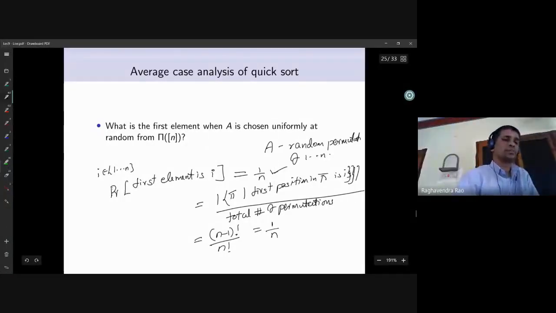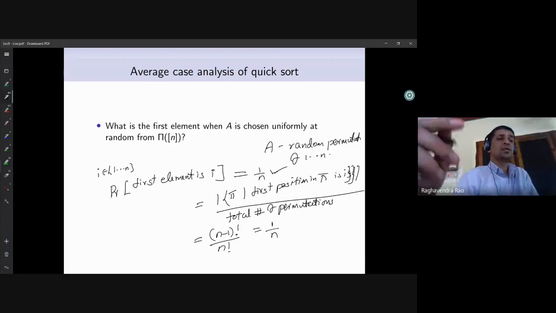This is the formal justification. So the probability that the first element is I is the number of permutations where the first element is I divided by the total number of permutations, because we are randomly sampling a permutation, which is exactly 1 by n.